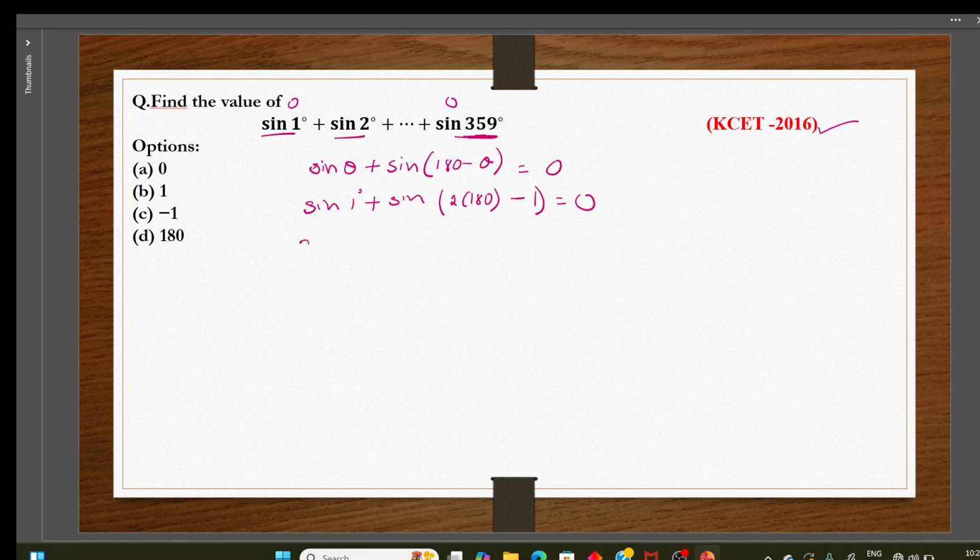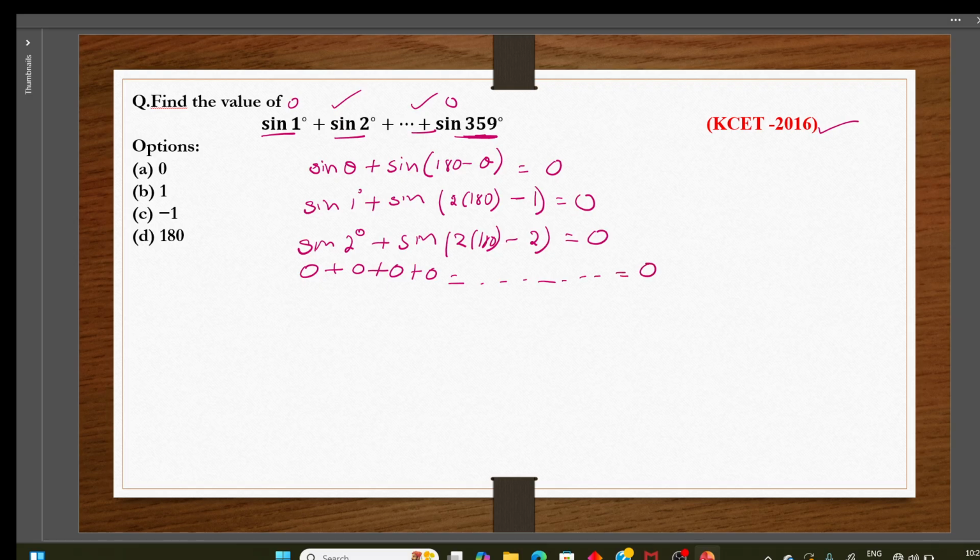Now observe the next term. Sine 2 degrees plus sine of 2 into 180 degrees minus 2 is equal to 0. The second term and the second-last term become 0. So the sum of all 0 values is 0. So what is the answer here? 0 is the answer. Clear? Very simple question. Next.